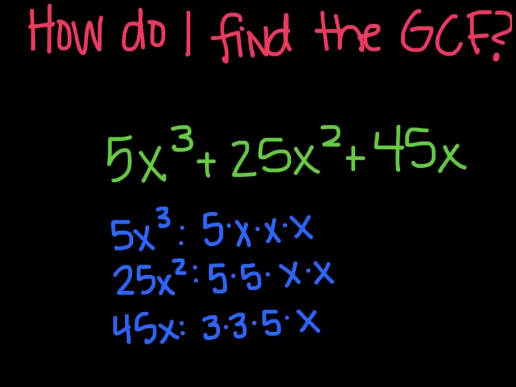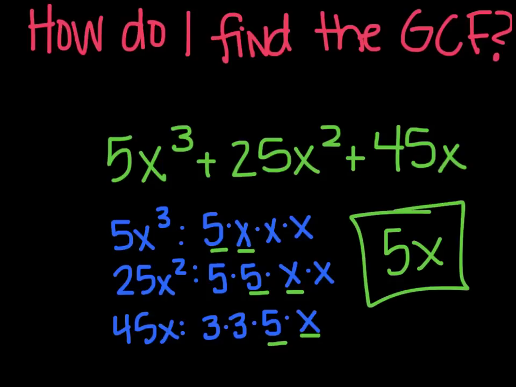Now that you've listed those out, some of you might be familiar with making a factor tree. That would be the same thing. You could do it the same way. You're going to end up with these factors, and the greatest common factor is the biggest number and variable, or either, that they all have in common. So numbers you've done before where they all have the same number, they can also have the same variable. So in this case, the GCF is 5x because that's what works in all three terms.